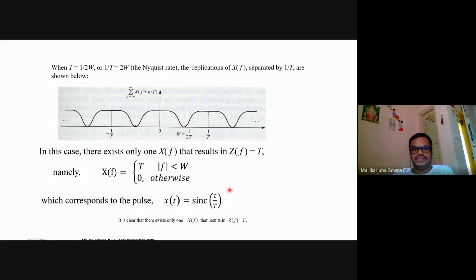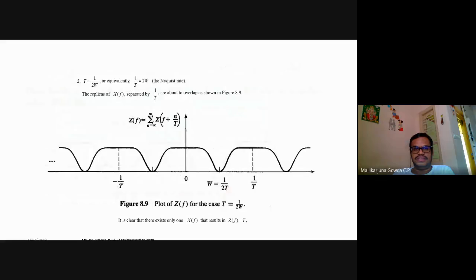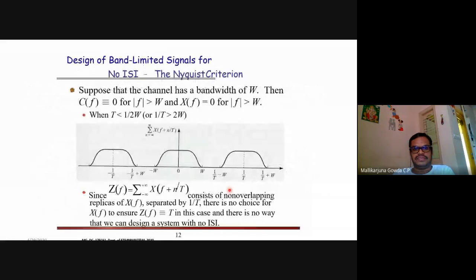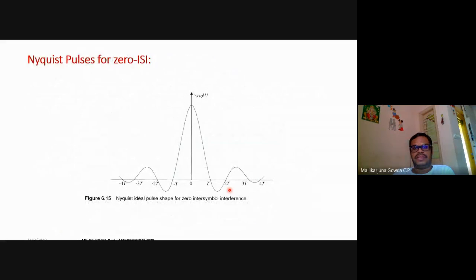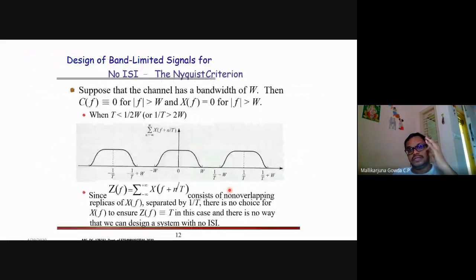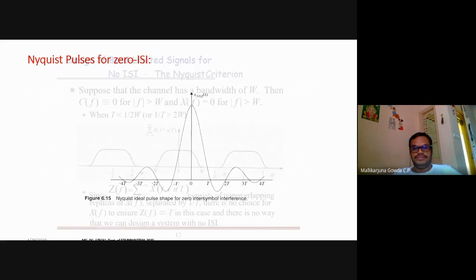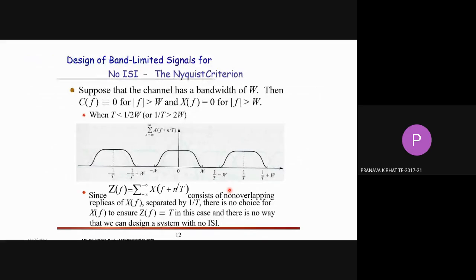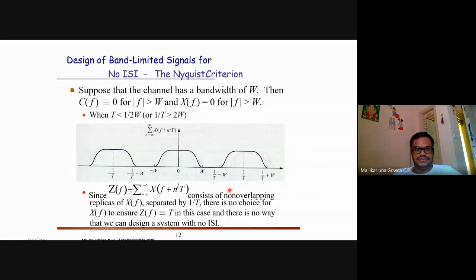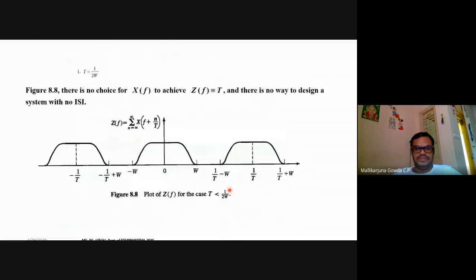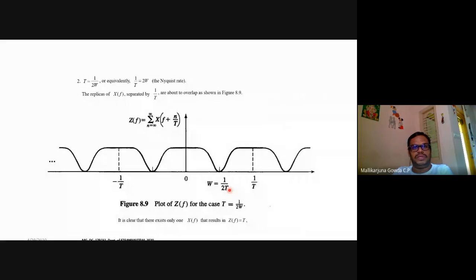What I said is that to have zero intersymbol interference, the pulse shape should be like this. This is what we write as sinc of small t by capital T. Is it clear? First case is when T is less than 1/2W, there is no way to design a system which is having no ISI. Second case, with T equal to 1/2W, there exists one pulse that results in Z(f) equal to T.